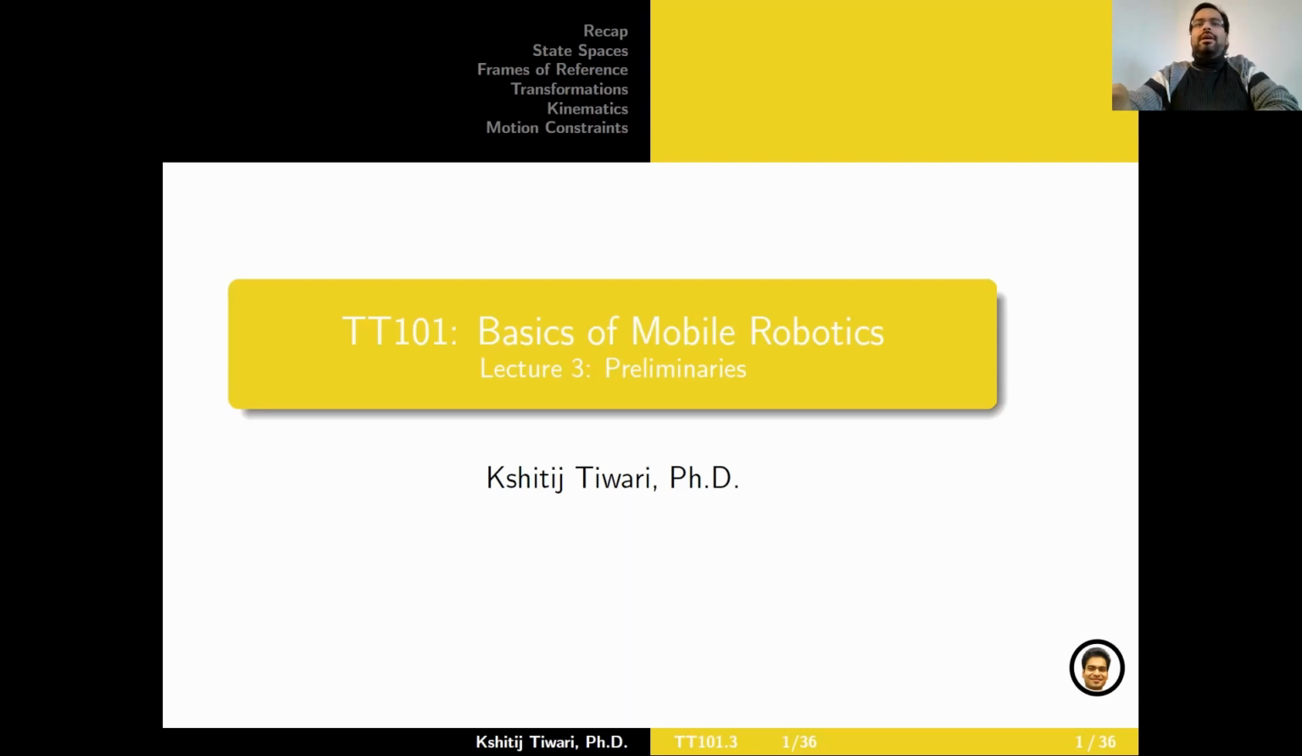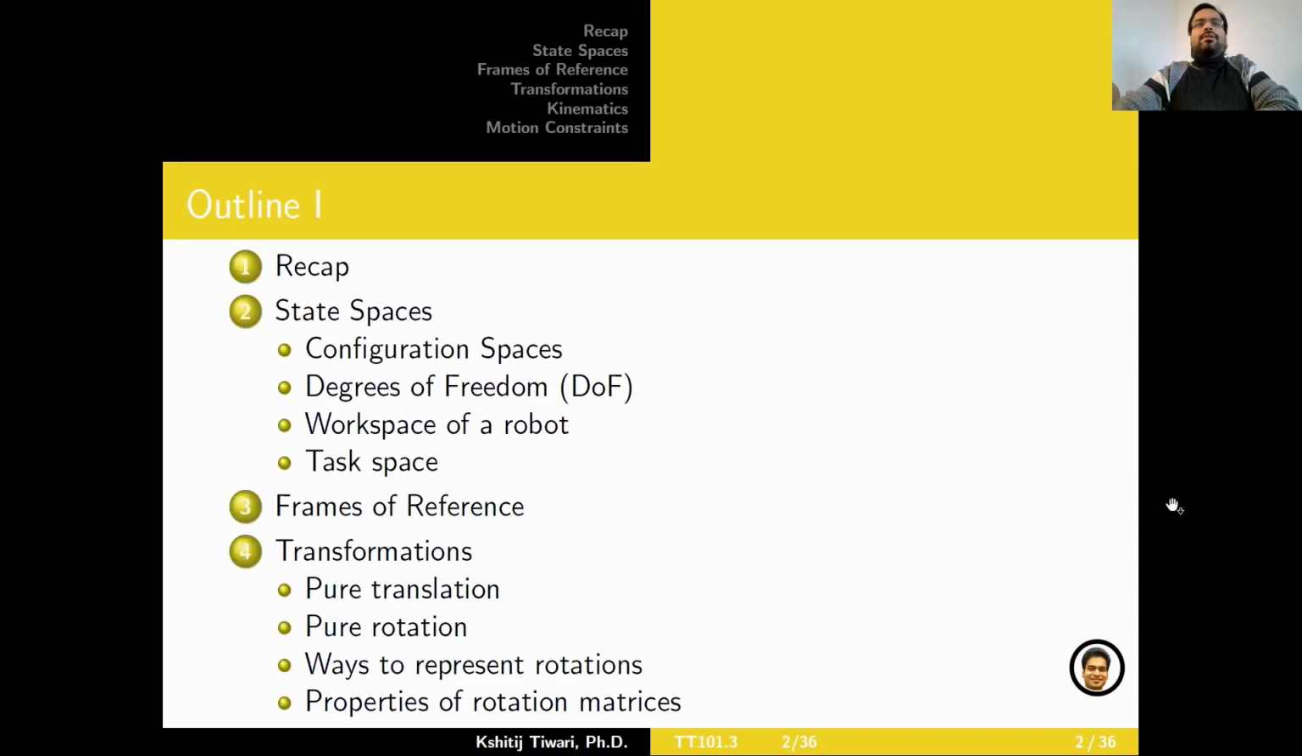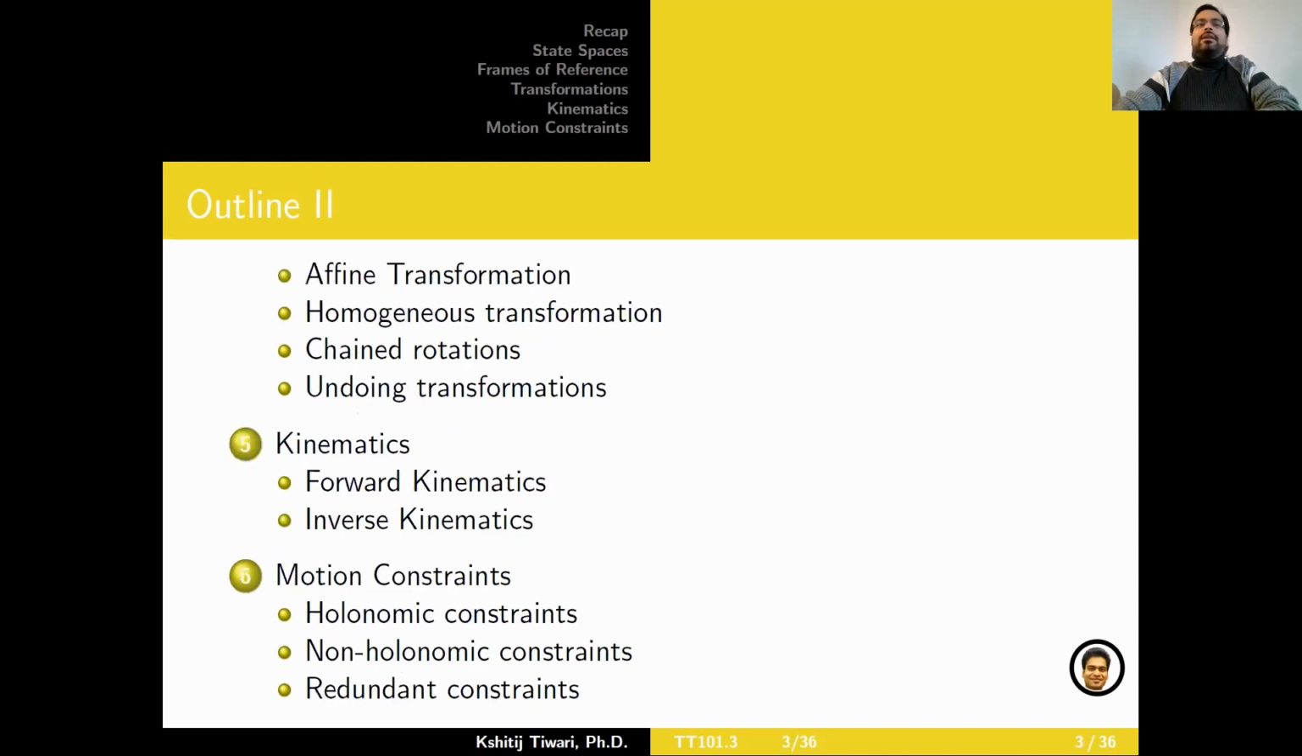In today's lecture, we are introducing preliminaries. This is the brief overview of the lecture. We're going to do a quick recap of what we studied the last time. We're going to look into various state spaces that we address quite frequently when we talk about robots. Frames of references, which are an important concept when dealing with information and explaining it for robots. Transformations and kinematics and motion constraints.